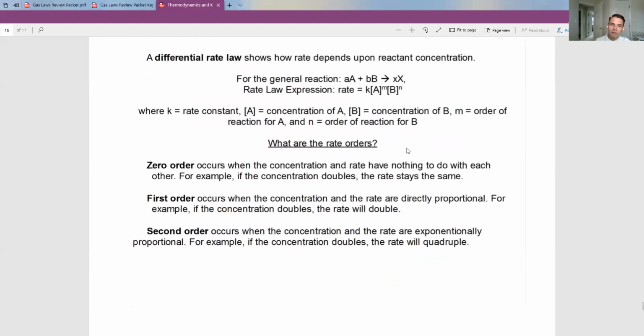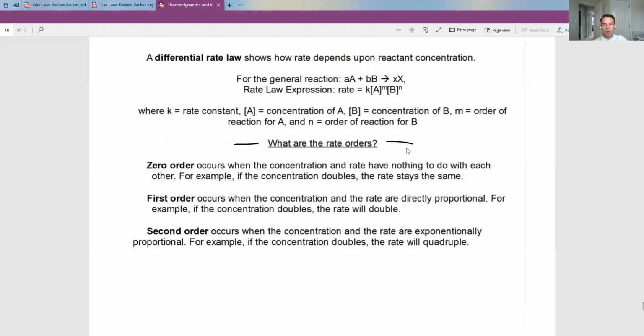And this is the bulk of this. Our differential rate law, excuse me, shows how rate depends upon reactant concentration. So if I have a general reaction where capital A and B are the reactants, capital X is the product, and the lowercase letters are the coefficients, the rate law says rate will be equal to k, which is a rate constant, times the concentration of A raised to m times the concentration of B raised to n. m and n are rate orders, okay? Very important stuff here. What are rate orders?